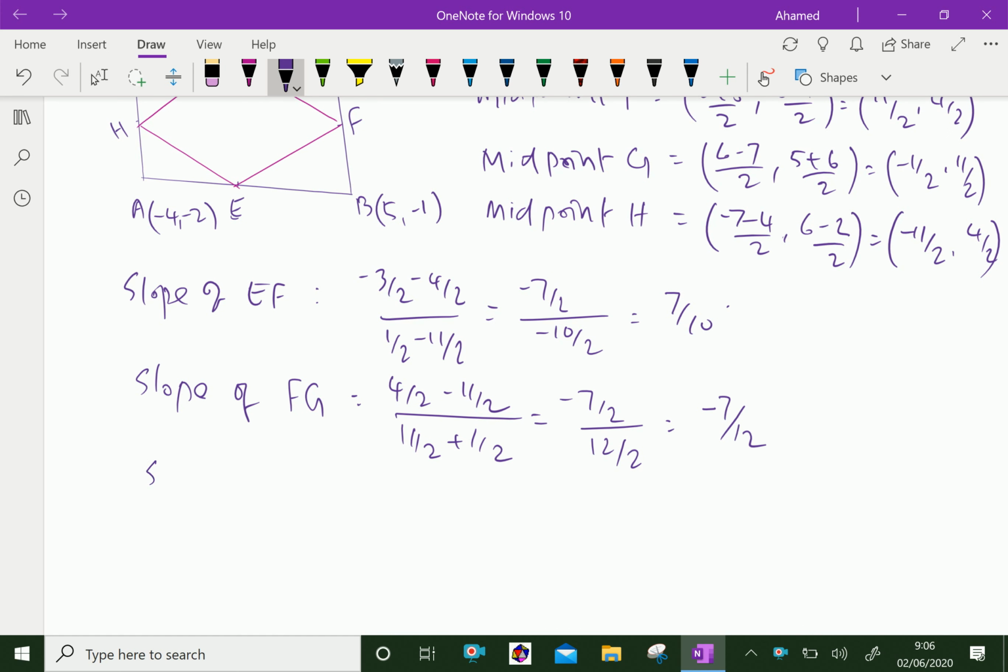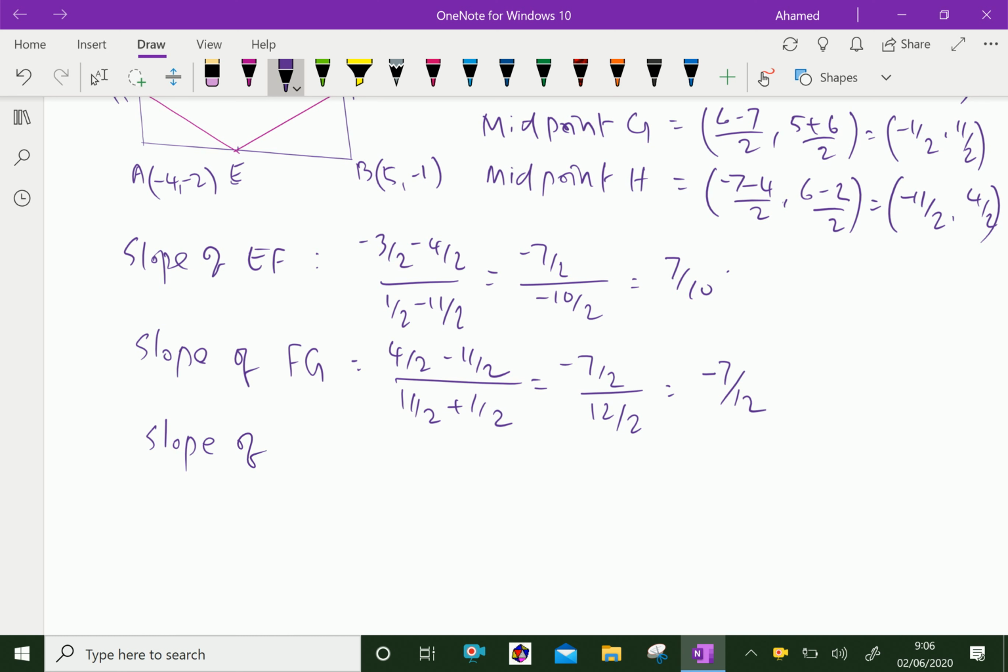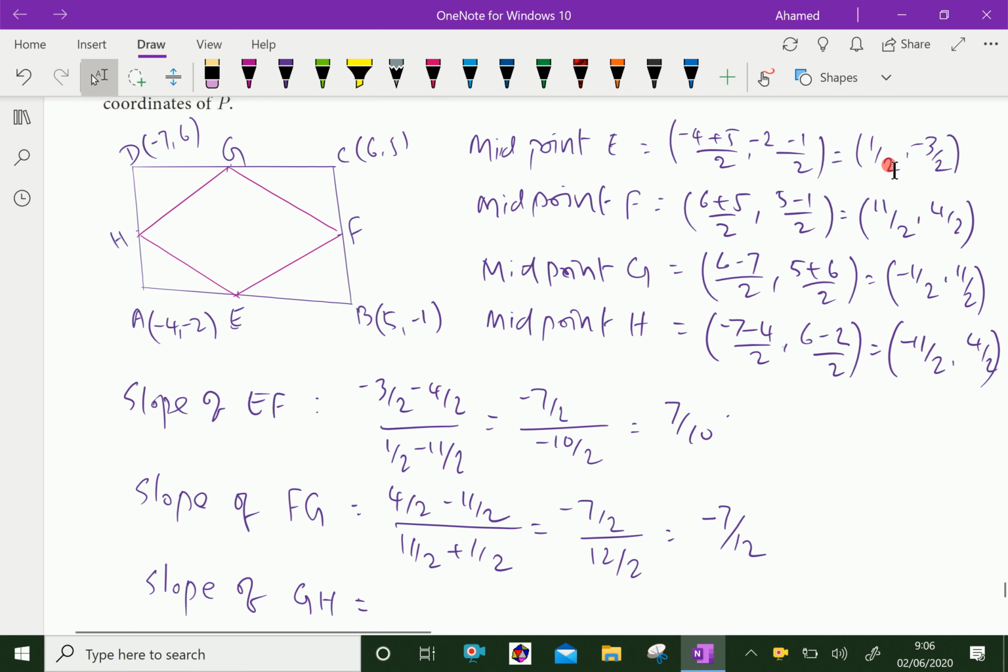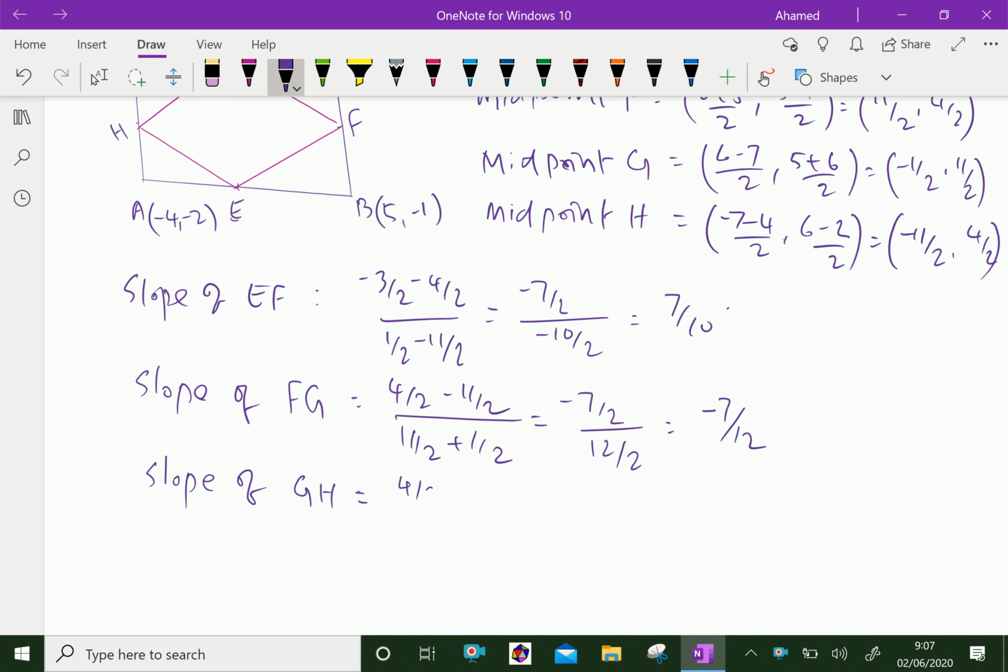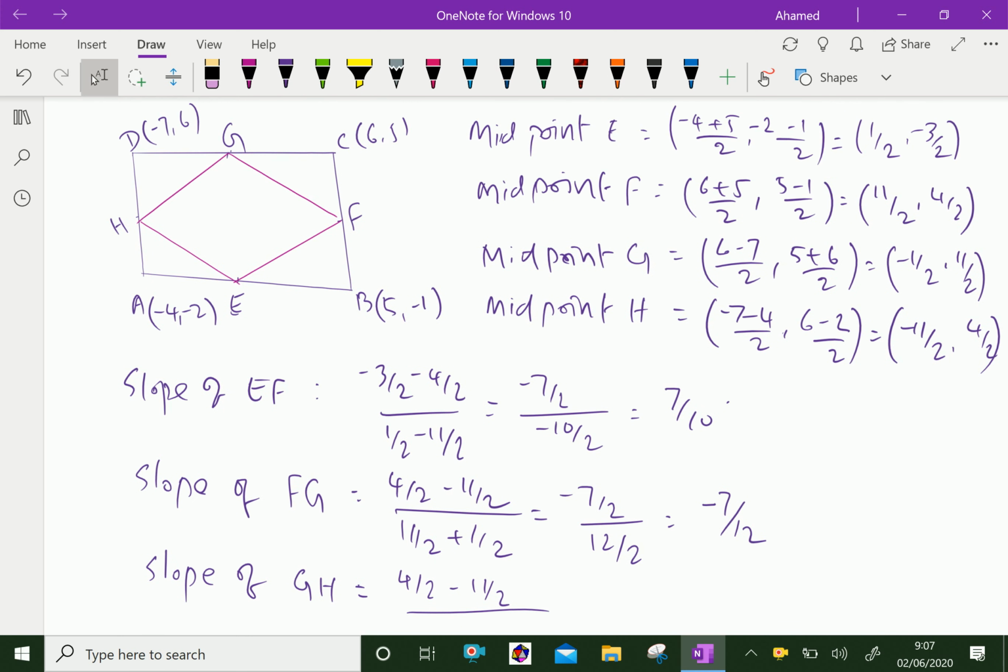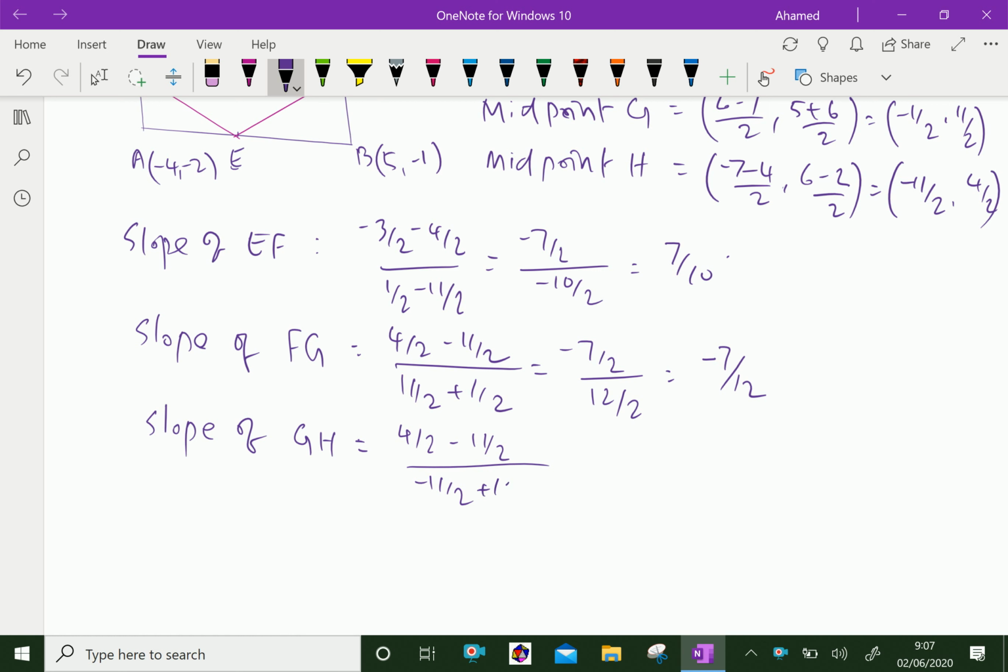Now like that, slope of GH. G is (-1/2, 11/2) and H is (-11/2, 4/2). Slope is (4/2 - 11/2) over (-11/2 + 1/2), which is (-7/2) over (-10/2), which is 7/10.